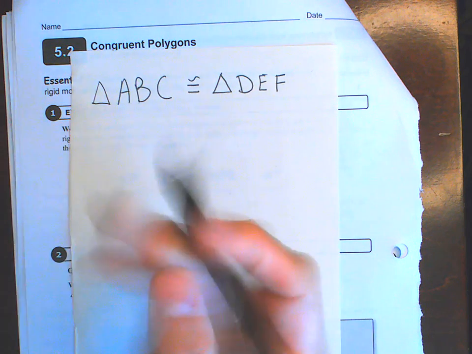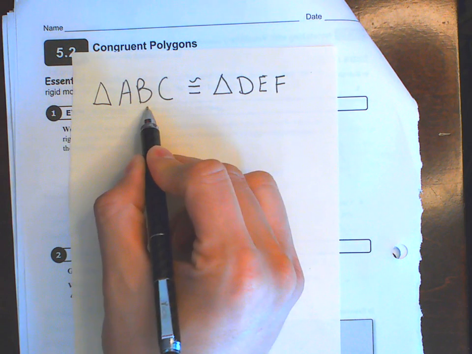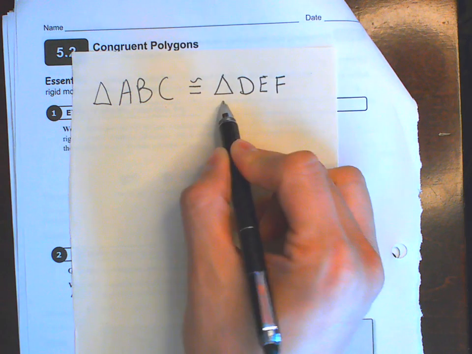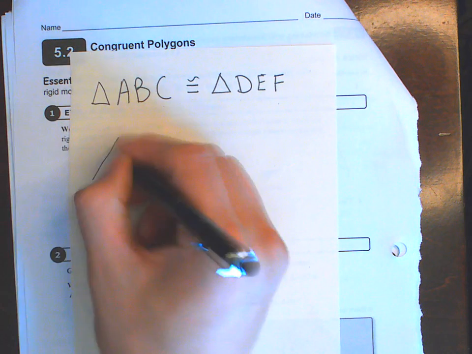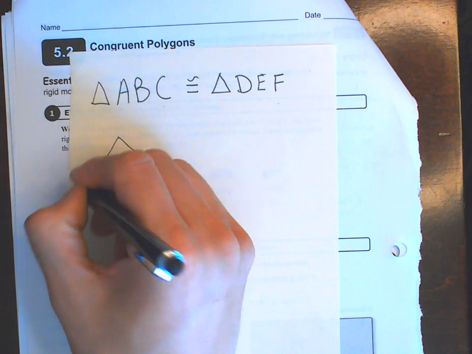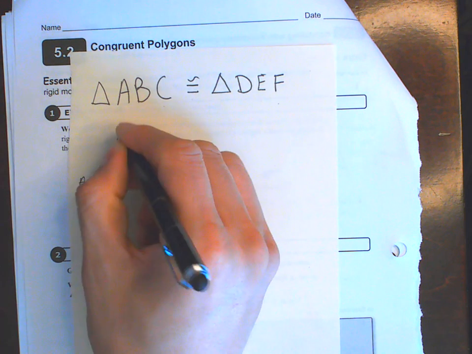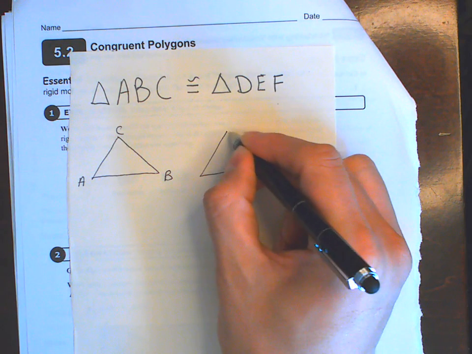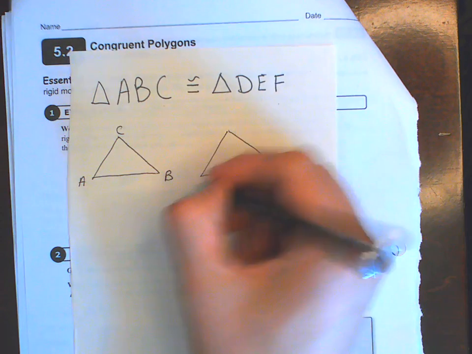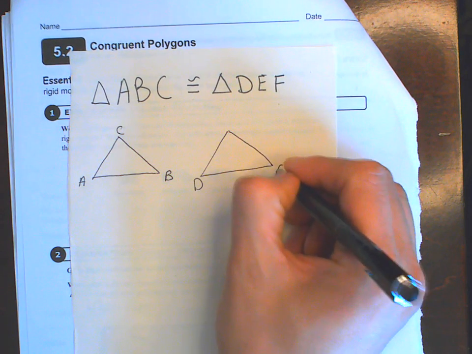So if you have, for example, triangle A, B, and C congruent to triangle D, E, F, there are a couple of corresponding parts that are going to be congruent and a couple of corresponding sides that are going to be congruent. Now, if it helps you, go ahead and draw the following triangles. So I'm going to draw triangle A, B, C. And I'm going to draw one triangle that is exactly the same as that one as possible. So D, E, and F.